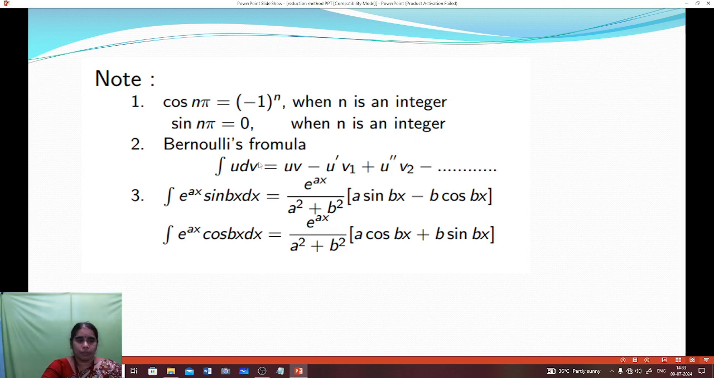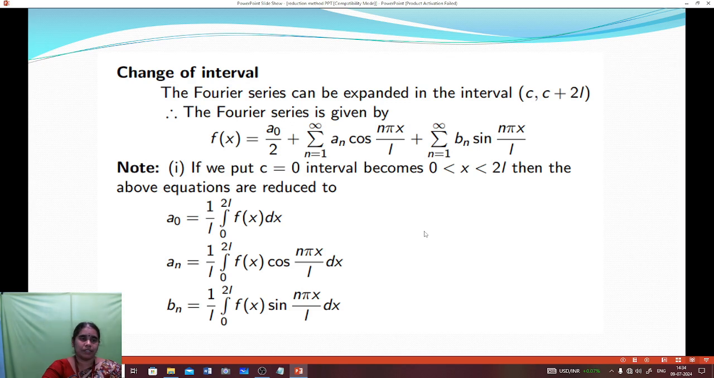This is our Bernoulli formula. Second one, Bernoulli formula. Integral u dv is nothing but u v1 minus u dash v2 plus u double dash v3 minus, and so on. We have to evaluate up to our limits. This is our integration formula. Integral e power ax into sin bx, combined in the sense, we are going to use this: e power ax by a square plus b square, into a sin bx minus b cos bx. In the same way, instead of sin bx, for cos bx it is e power ax by a square plus b square, replace sin by cos: a cos bx plus b sin bx.